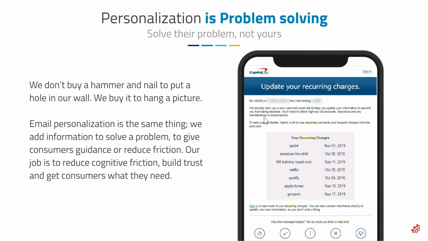So again, at the end of the day, personalization should be there to solve a problem, not to showboat, not to add more details to an email than is necessary.